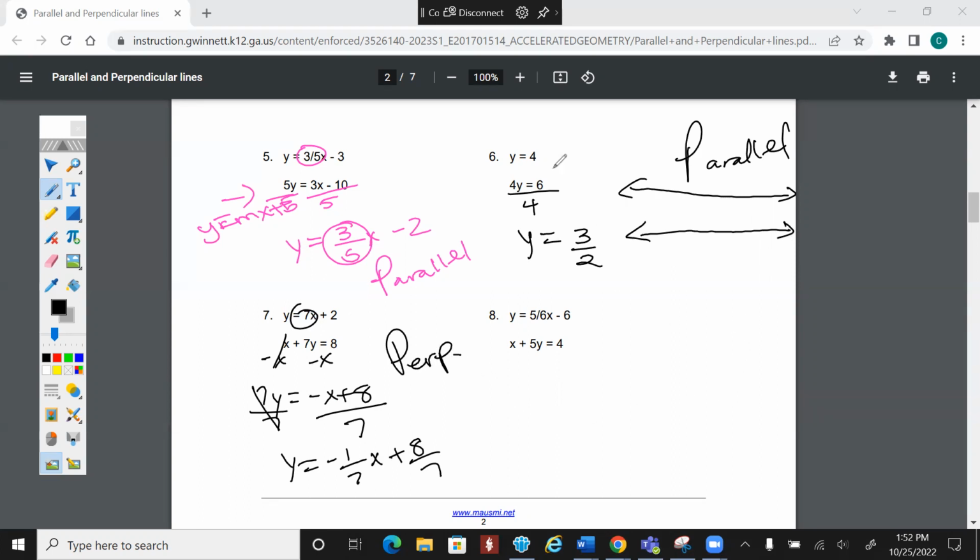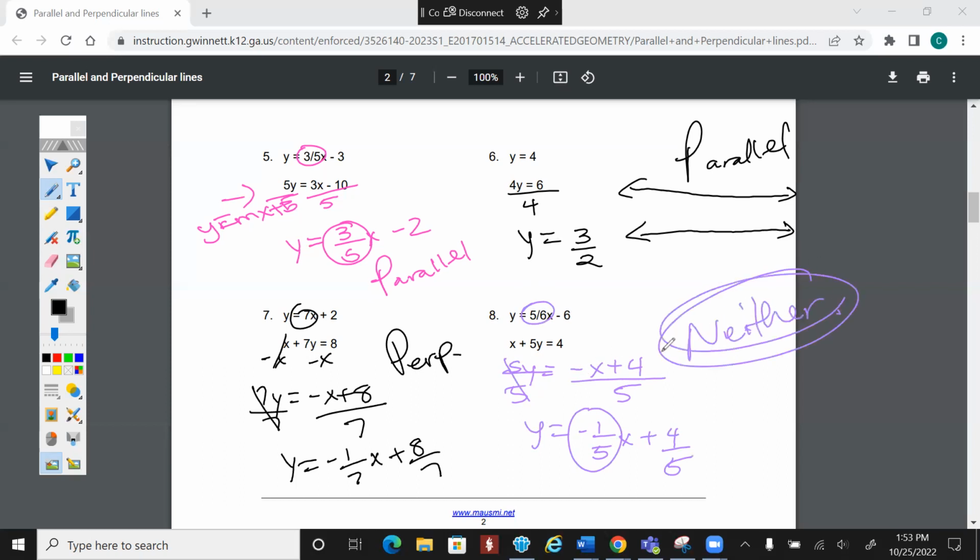Okay. On the next one, this one's already in y equals mx plus b. We want to move this into that form. So we're going to get 5y equals -x plus 4, because we're going to move that x to the other side. We're going to divide by 5 on both sides. So y is going to equal -1/5 x plus 4/5. Is this the same thing as this? No. Is it the negative reciprocal? No. So they have nothing to do with each other.